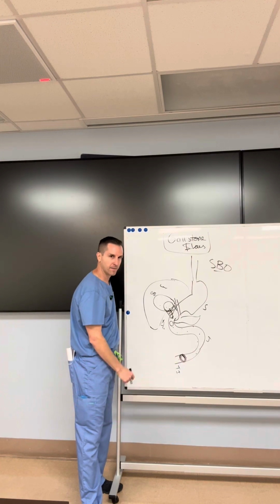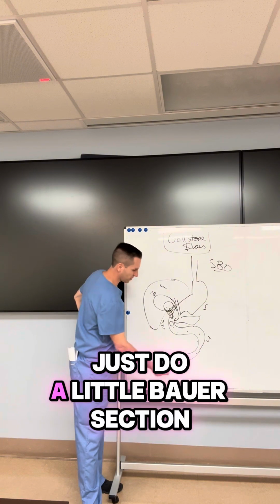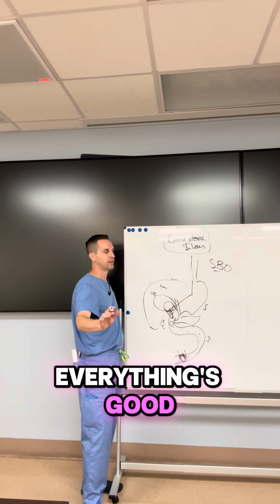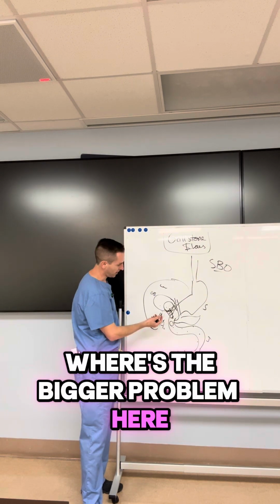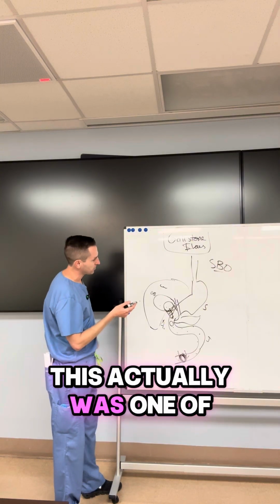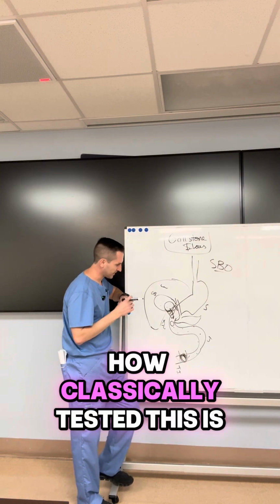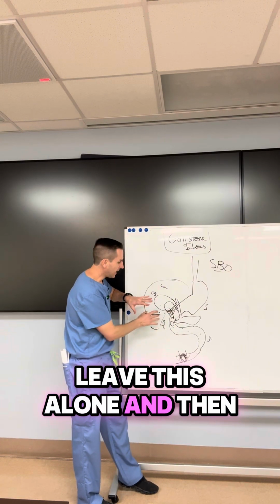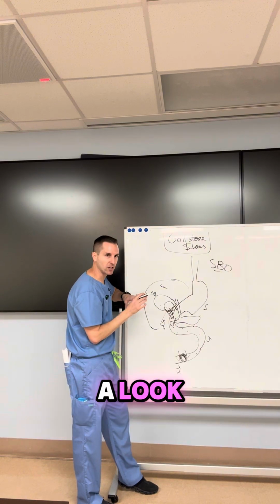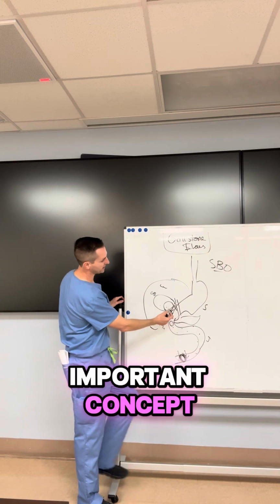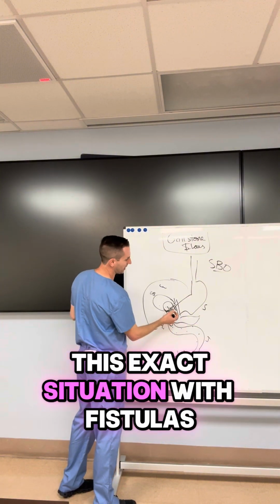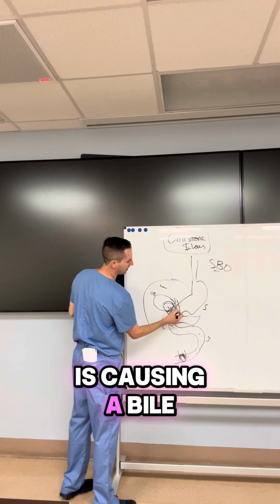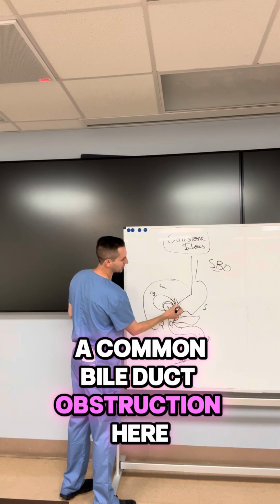What do I do here? Just do a little bowel resection, get rid of that, and put this back together. No problem in the world. Everything's good. Where's the bigger problem? Here. So the textbook answer, this actually was one of my oral board questions, because this is so classically tested. The answer is to leave this alone and get your hepatobiliary surgeon to take a look. Because there's another important concept, very similar to this situation with fistulas. What's it called when this is causing a common bile duct obstruction here?